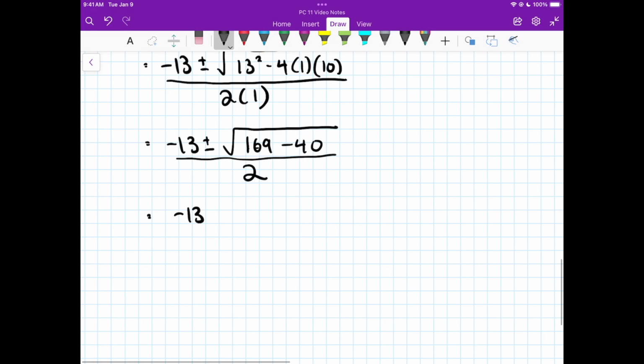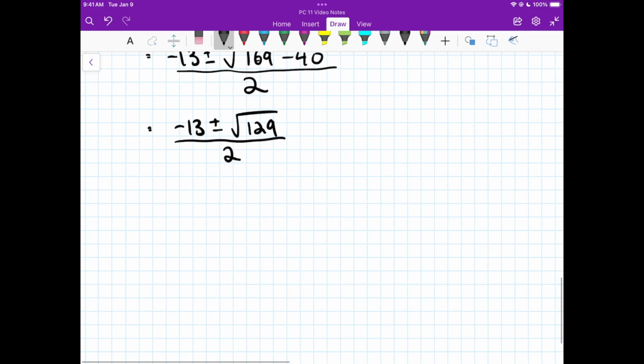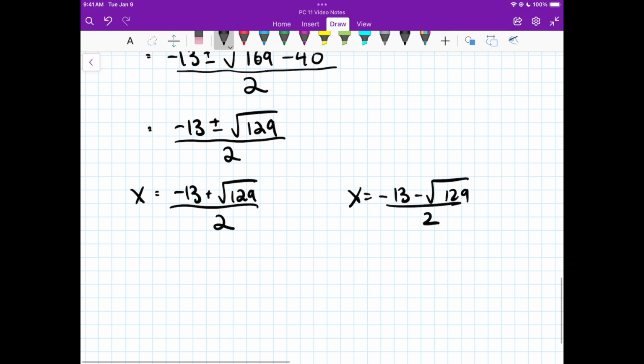All right, so we've got negative 13 plus or minus. Inside that root, we are now going to have 129, and this is all over 2. We don't want to do root 129 right now. If we do that, we're going to have to round early, and our answer is going to get worse and worse. So we want to keep it as a root until we absolutely have no choice. So we're going to split them up now. We're going to have x is negative 13 plus that root over 2, and x is negative 13 minus that root over 2. If we wanted exact value solutions, this is an exact value.